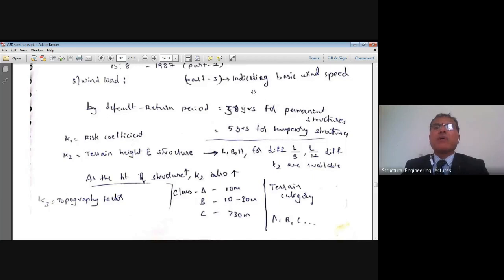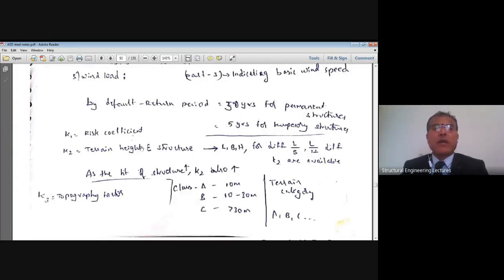In that code, we do have the basic wind speed given for the entire country in the form of contours. Even in IS 800 1984, the basic wind speed is also available. Either you refer to either of the codes or IS 875 part 3, where that basic wind speed Vb is given. Now, in order to get the design wind speed, I need to see what K1, K2, K3 are, right? K1 is called the risk coefficient, and K2 is called the terrain height and structure factor, and K3 is called the topography factor, right?